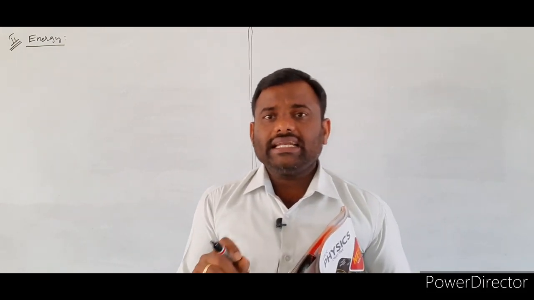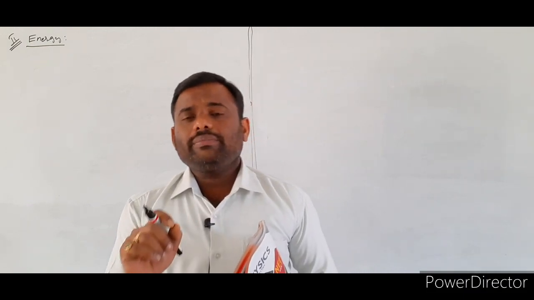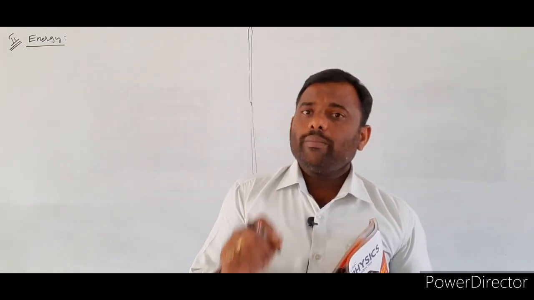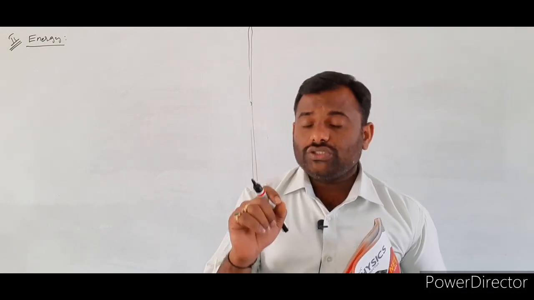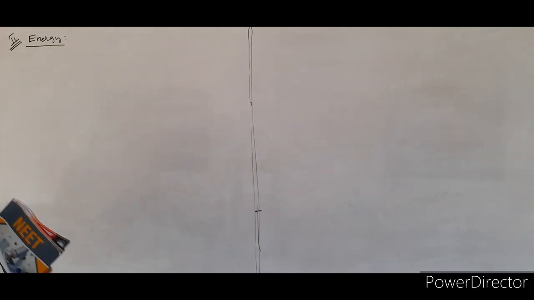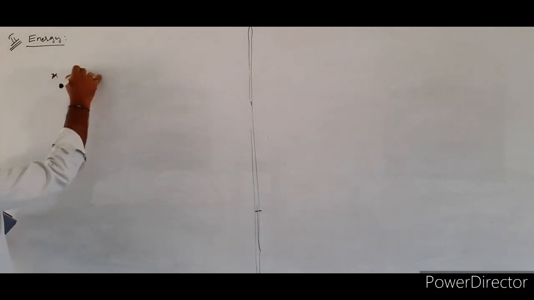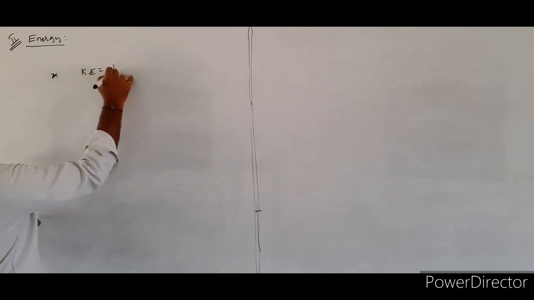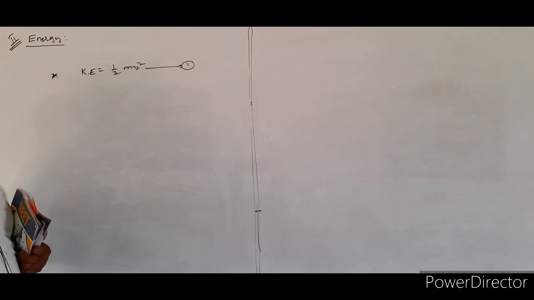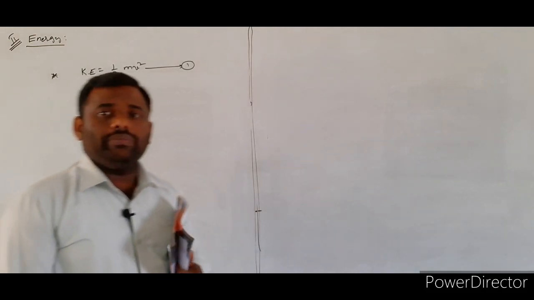Already you know the basic definition of kinetic energy. What is the basic definition of kinetic energy? The energy possessed by a body by virtue of its motion is called kinetic energy. What is the general formula for the kinetic energy? The general formula for kinetic energy KE is equal to half into m into v square.